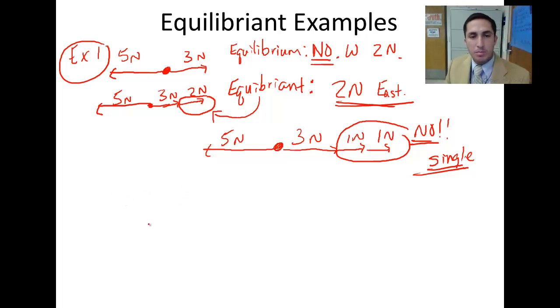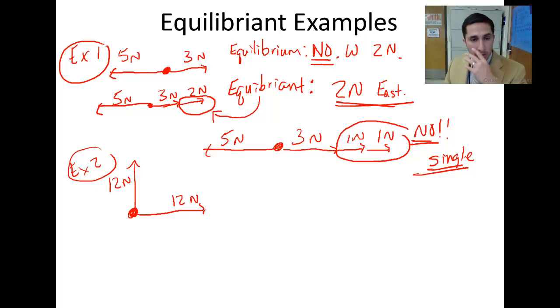So good. Next thing. What if we had this? Here's an object. It's got a force applied to it going in the north direction at, let's say, 12 newtons. It has another force being applied to the east of it at 12 newtons as well. Sorry, this is example 2. Alright, these two forces are acting on this object. Is this object in equilibrium? Let me change the pen color.